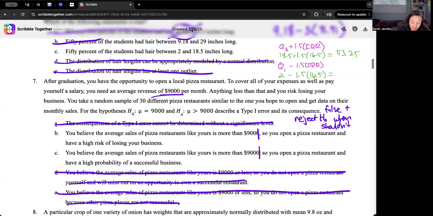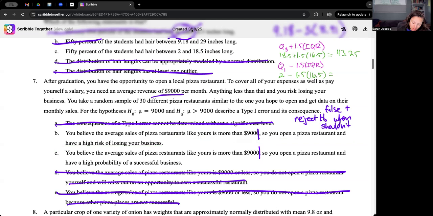Okay. Now we're left with B and C. Let's see which one is actually an error. So we believe the average sales of pizza restaurants is more than $9,000. So you open a pizza restaurant and have a high risk of losing your business. That sounds like a pretty good error.